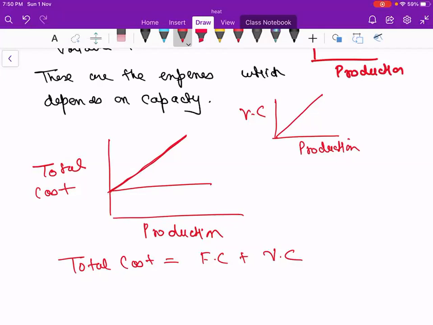So that electricity bill and all that will come under the variable cost. Okay, electricity bill, your expenses. And this is the variable cost line. So total cost will start from fixed cost. Okay, the line will be this. This will be a total cost graph.